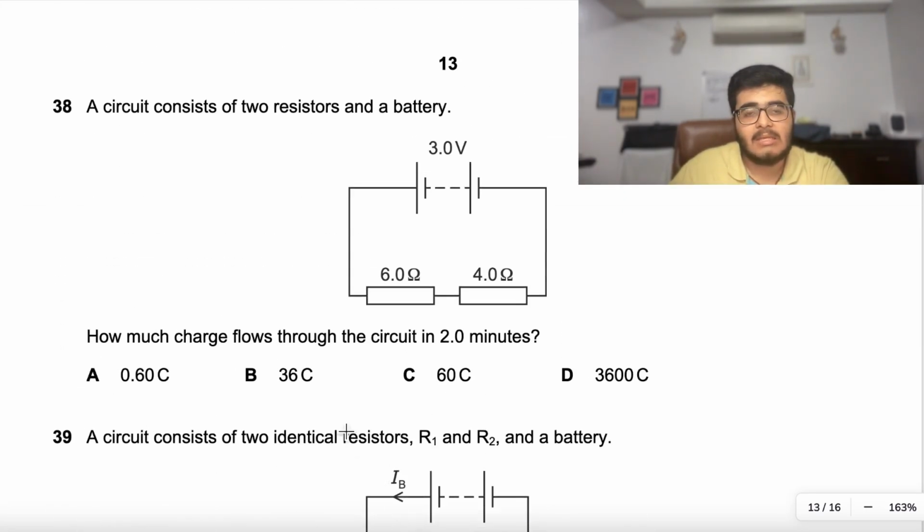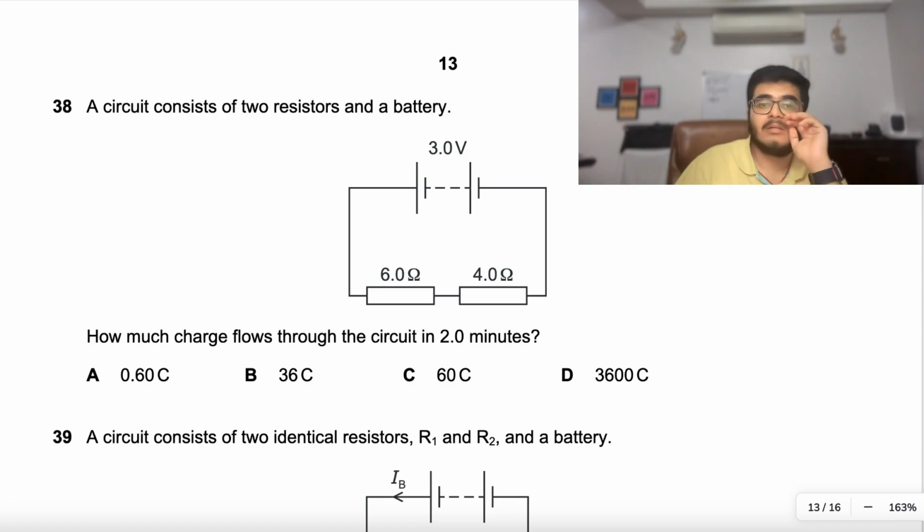Moving on to question number 39. How much charge flows through the circuit? Now, one thing they'll give you to confuse you: notice this is in ohms, so this is resistance. They have not given you current. So you will initially think that I is equal to Q by T. We need to find Q, which is charge, so I into T is going to be the answer.